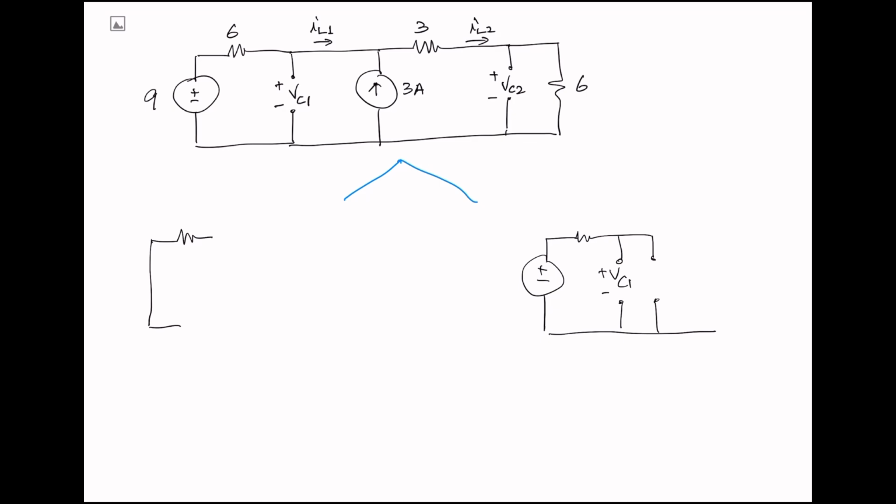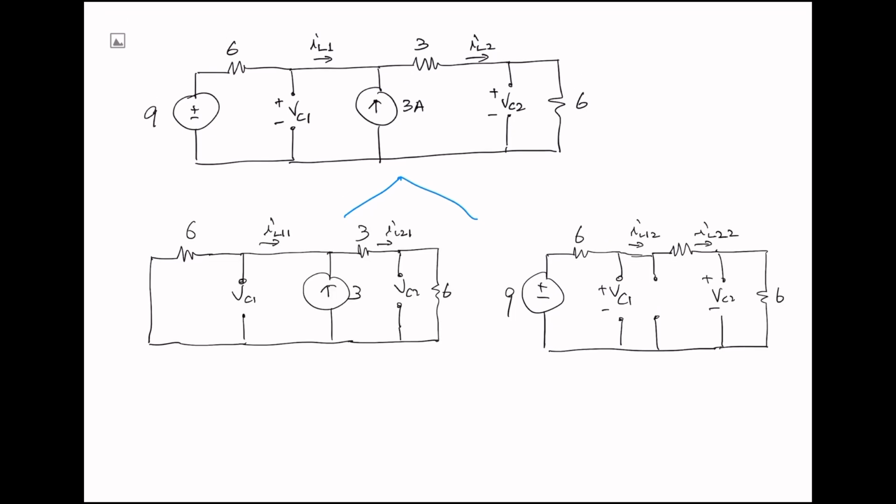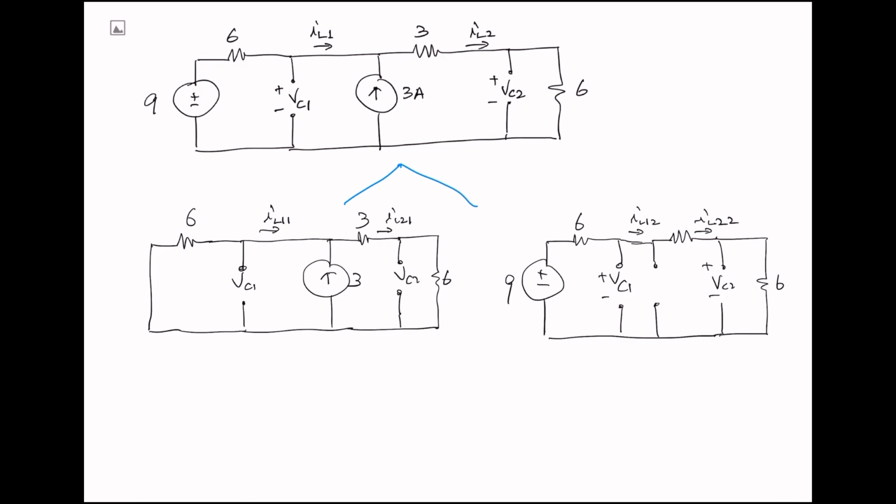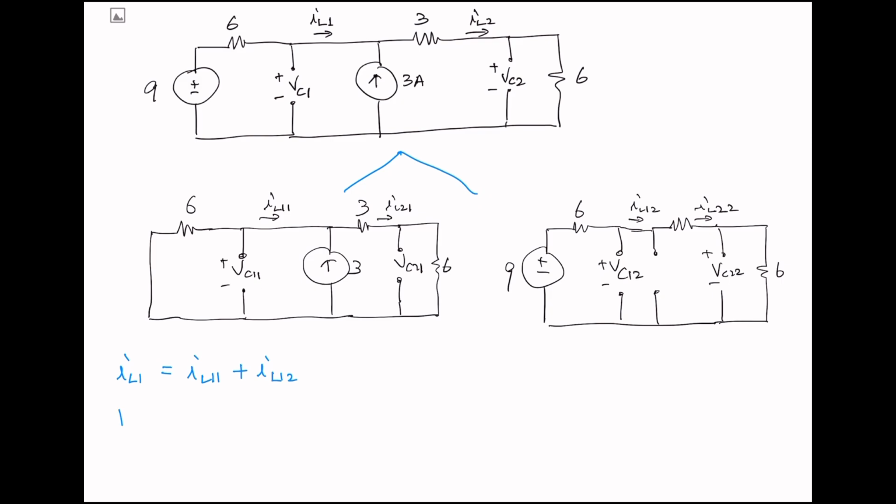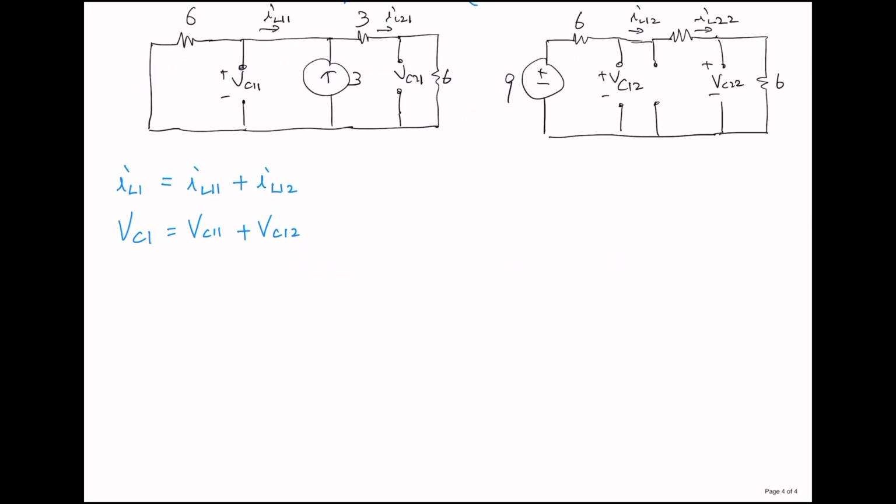The rest of the circuit for both cases looks like this. I named those two currents with one more number. So on the left hand side, we have a 1 and 1, so IL11, IL21, and on the right hand side, we have IL12 and IL22. So in the superposition, after we calculate IL11 and then find IL12, that is the actual IL1. And in a similar way, VC1 equals VC11 plus VC12.